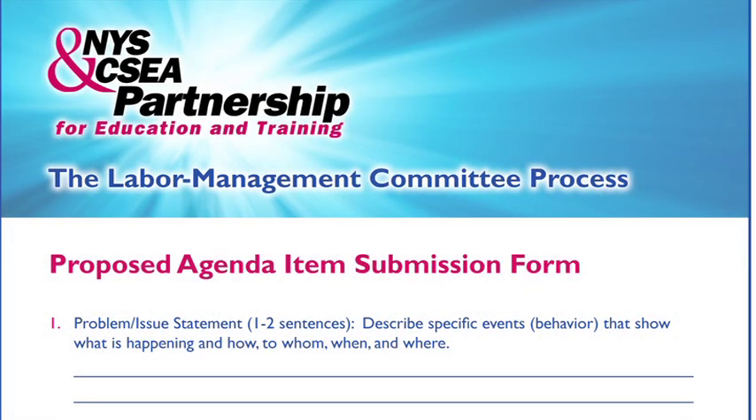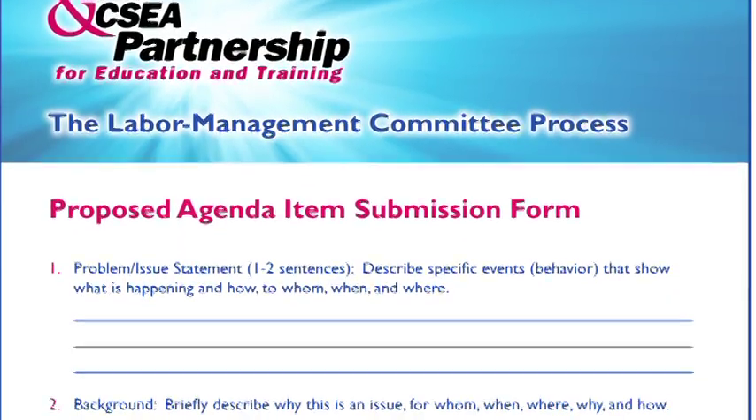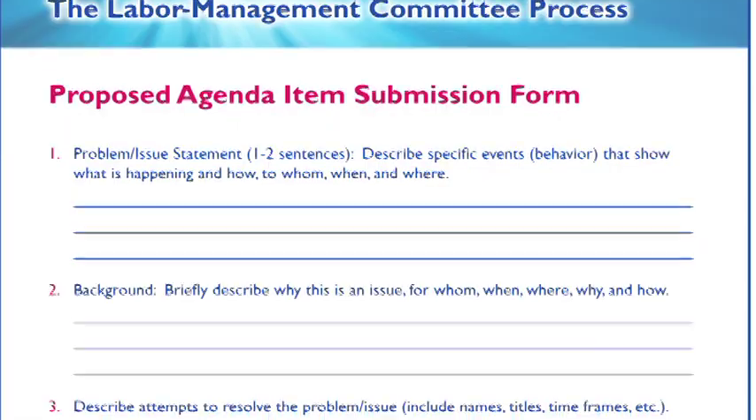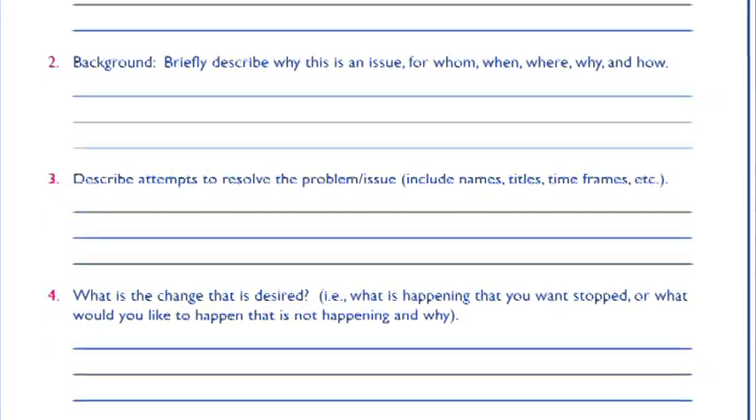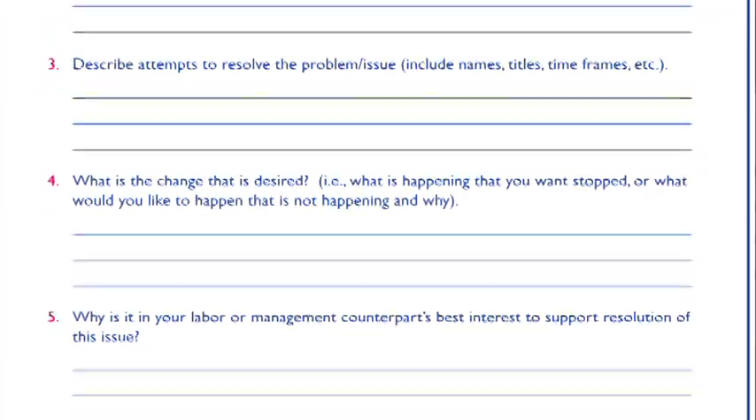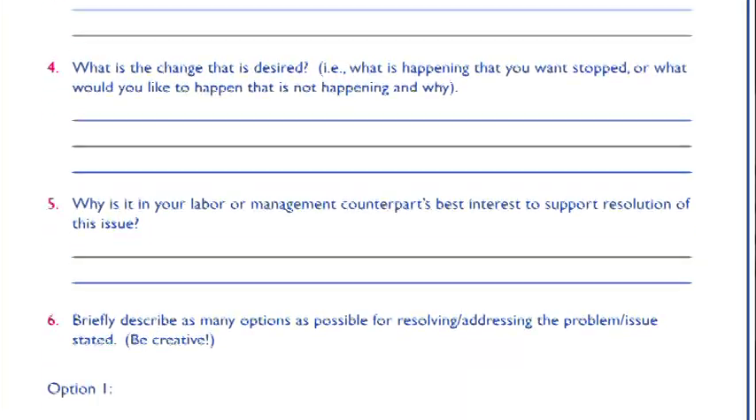To make sure these suggestions are thorough and well thought out, encourage submitters to use the proposed agenda item submission form. This tool asks contributors to describe the issue, the background information, attempts that have been made to resolve it, the change that is desired, the benefit to finding a solution, and some ideas for addressing it. The form not only helps sort out which items are appropriate to cover at a meeting, it also helps submitters feel more empowered because issues are thoroughly documented with facts and ideas. This keeps your process proactive and solution-focused.